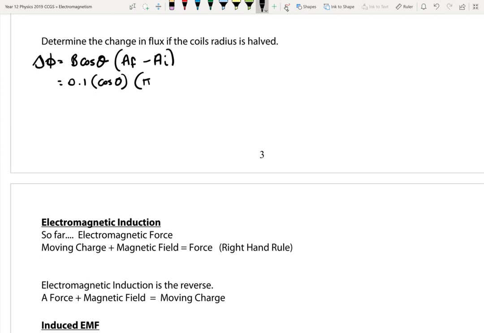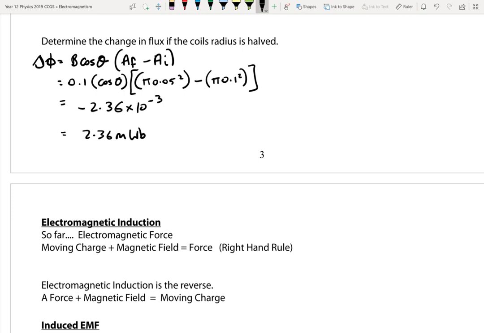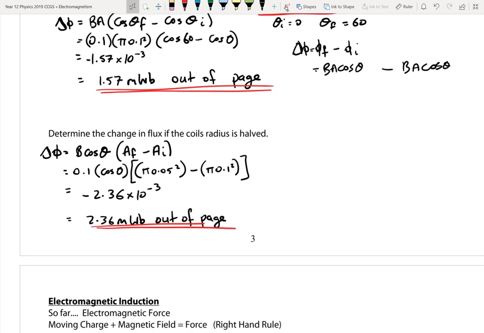So what's final? That's pi of 0.05 squared minus... So it just so happens that all of these changes that I've chosen for this page, they're all reducing the flux, and so the change is going to be in the opposite direction. So in every single scenario, it was out of the page. Okay, so maybe if I was better prepared, I could have increased the flux for one of these scenarios.